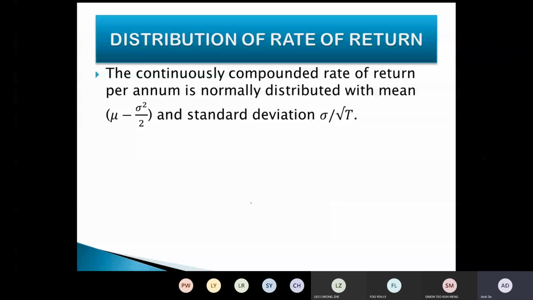So this is the thing, and then we have the distribution of the rate of return. The continuously compounded rate of return per annum is normally distributed with mean mu minus sigma square by 2 and standard deviation sigma by root T. There may be a question like this: we are given mu, sigma, and the time T, then they ask you for the distribution of the continuously compounded rate of return. You just say it's normally distributed with this mean and this variance or standard deviation.